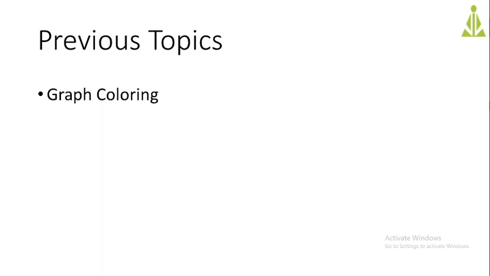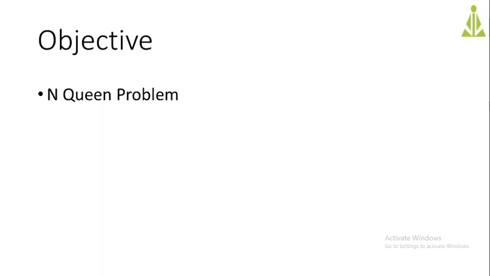Today we are going to see the n-queen problem. This is the most famous problem in backtracking. The n-queen problem is like we have the 4-queen problem, the 8-queen problem. If you know the chessboard, then this problem can be easy for you, how the queen will move in the chessboard.